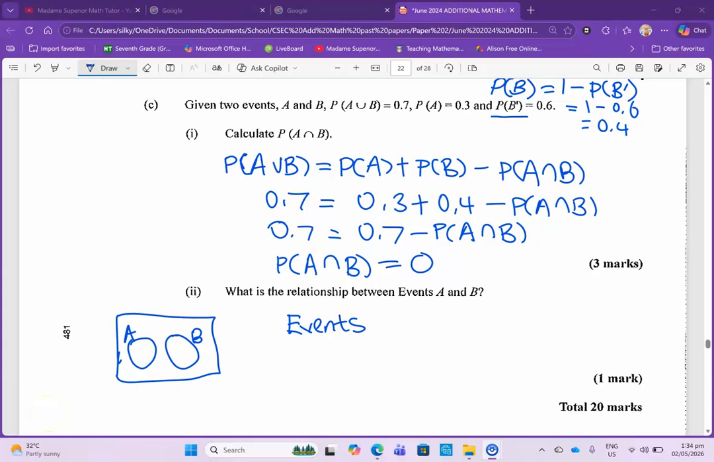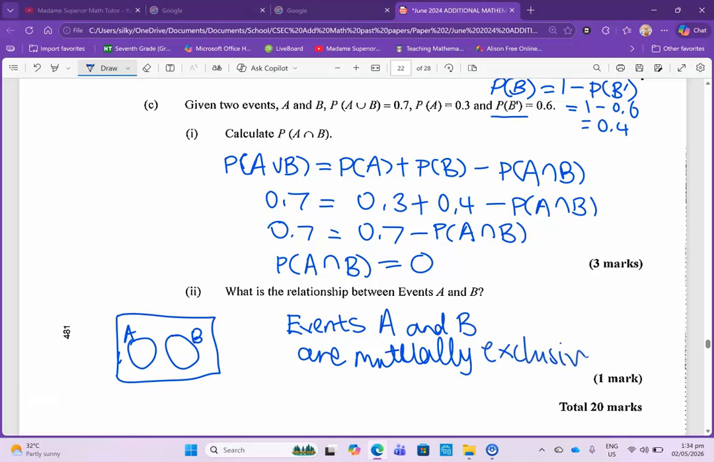Two mutually exclusive events cannot possibly occur together, since the probability of the two events, A and B, happening at the same time is 0. Right, so for 1 mark, we just say events A and B are mutually exclusive.